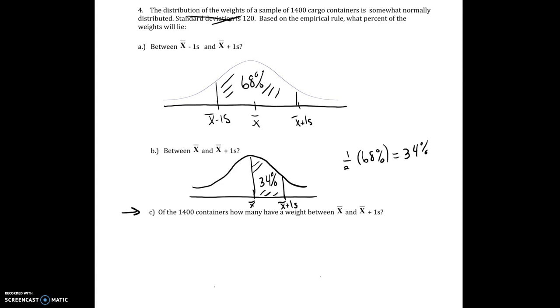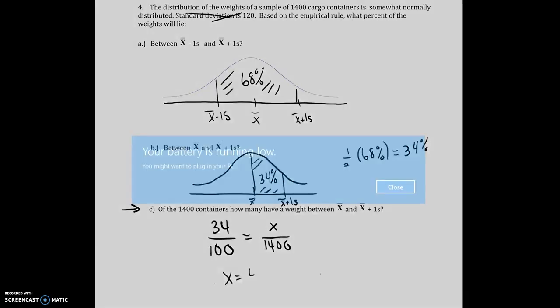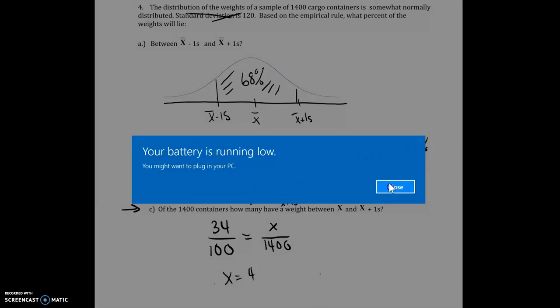So now the question that was asked, of 1,400 containers, how many will have a weight between the mean and the mean plus one standard deviation? Well, it'll always be 34% of the total. And in this case, our total, we know that there's 1,400 containers. So if we solve this proportion, we'll get the answer. Solving the proportion gives us a value of 476.